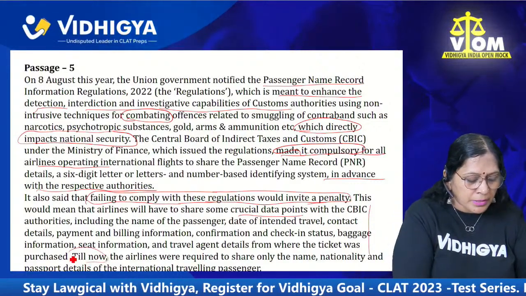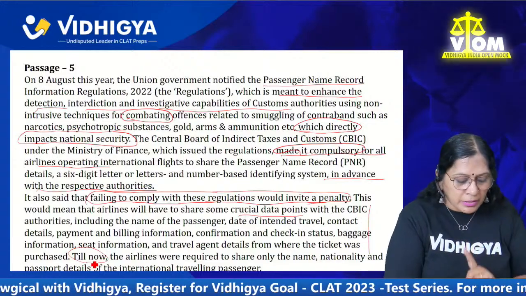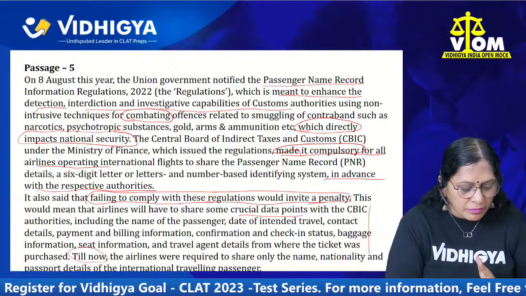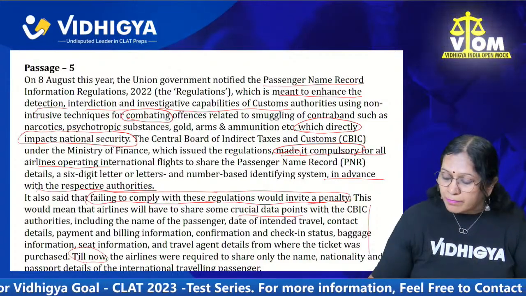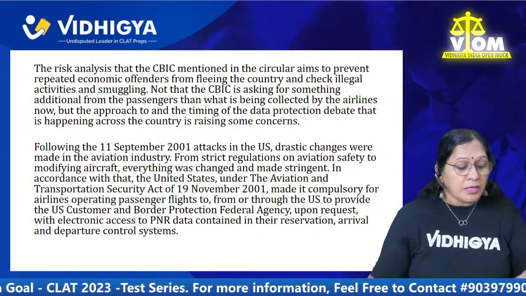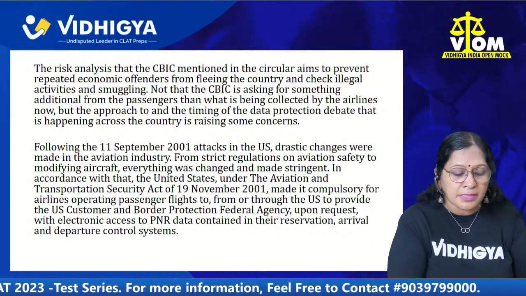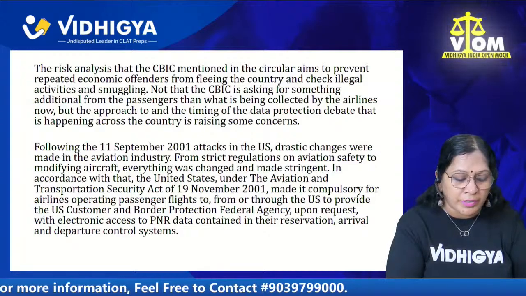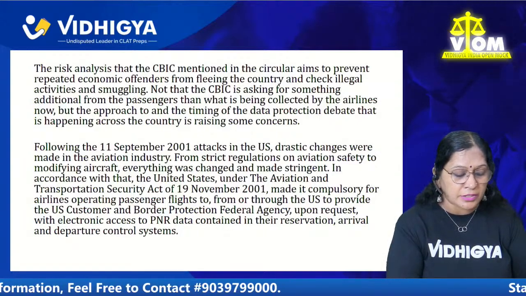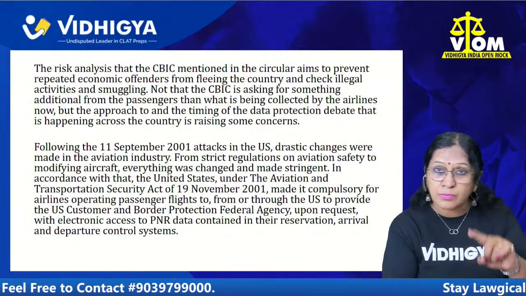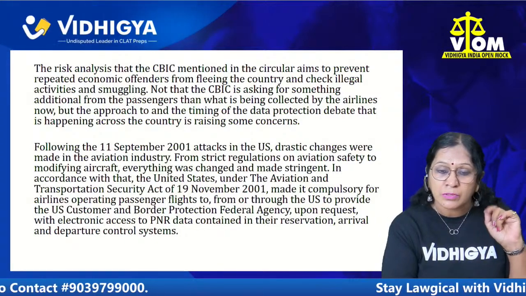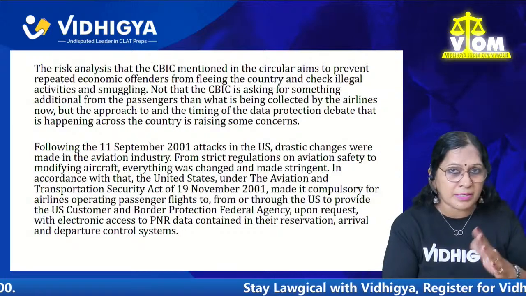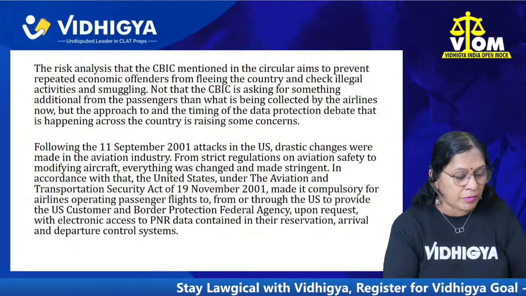Till now, meaning what used to happen until now, let's see. So till now, the airlines were required to share only the name, nationality, and passport details of the international traveling passenger. The risk analysis that the CBIC mentioned in the circular aims to prevent repeated economic offenders from fleeing the country and check illegal activities and smuggling. This was given in the very first paragraph also, that they have come up with a regulation so that they can actually prevent this smuggling and people from fleeing.